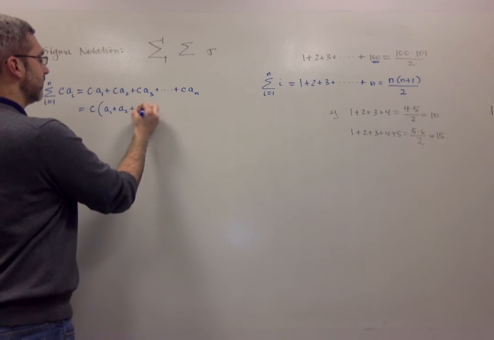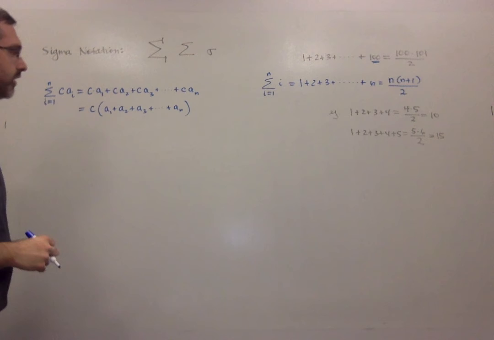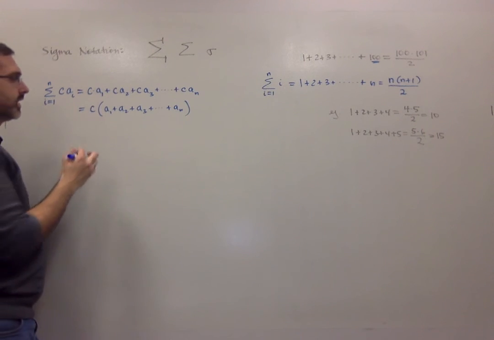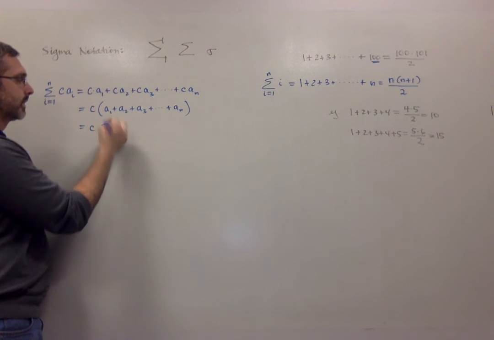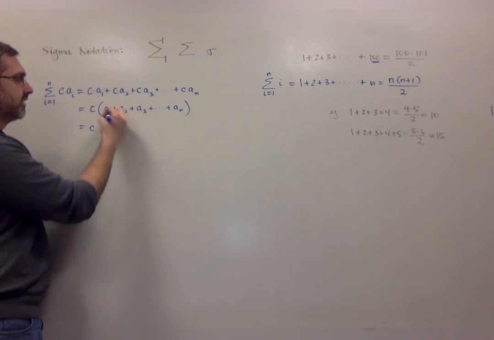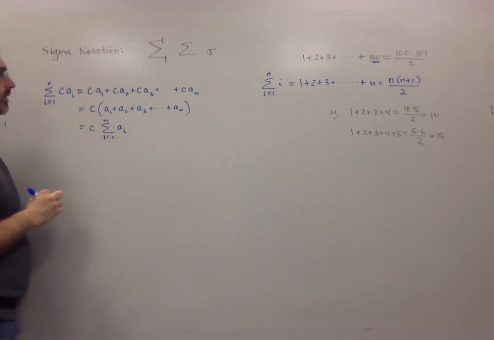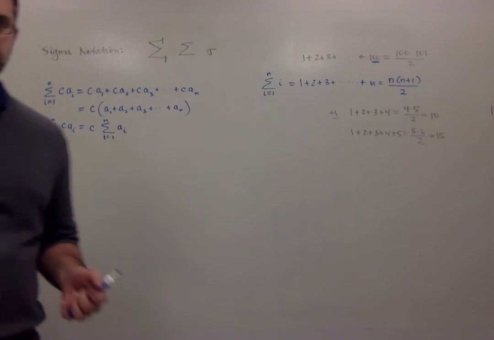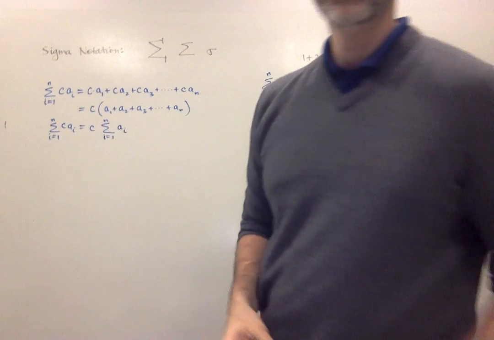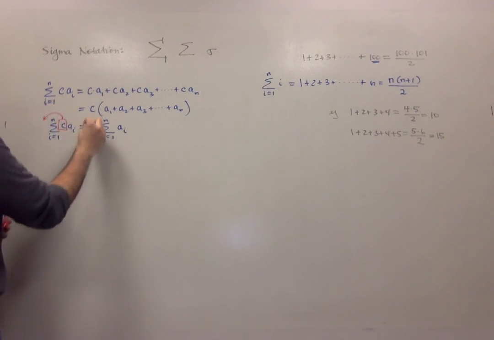Okay, and if I pulled the C out, that would leave all of those other terms there without the C. Now, if I were to put that sum back into sigma notation, this is just A sub something, and that something starts at 1 and goes to n. So what this rule is saying is if you have a constant in your sigma notation, you can actually pull that constant out of the sigma notation.